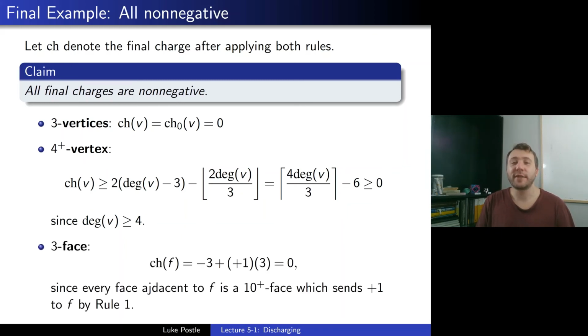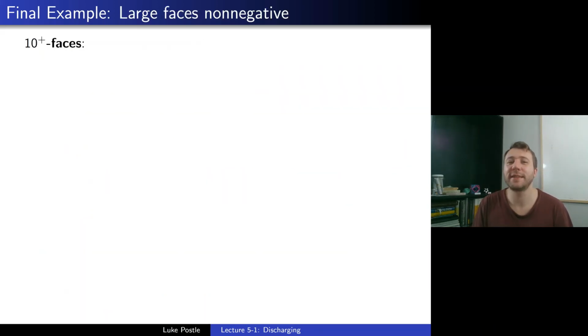What about the faces? So the 3 faces, remember we built rule 1 to pay them. So they started with minus 3 charge, and they receive 1 from every adjacent face. Since every adjacent face is a 10-plus face, since we don't have adjacent 3 faces and we don't have smaller 4 to 9 faces, they will get plus 1 from those. So they'll get plus 1 three different times, so they end up at 0. Okay, so that's great. And then the last part to check is the 10-plus faces.